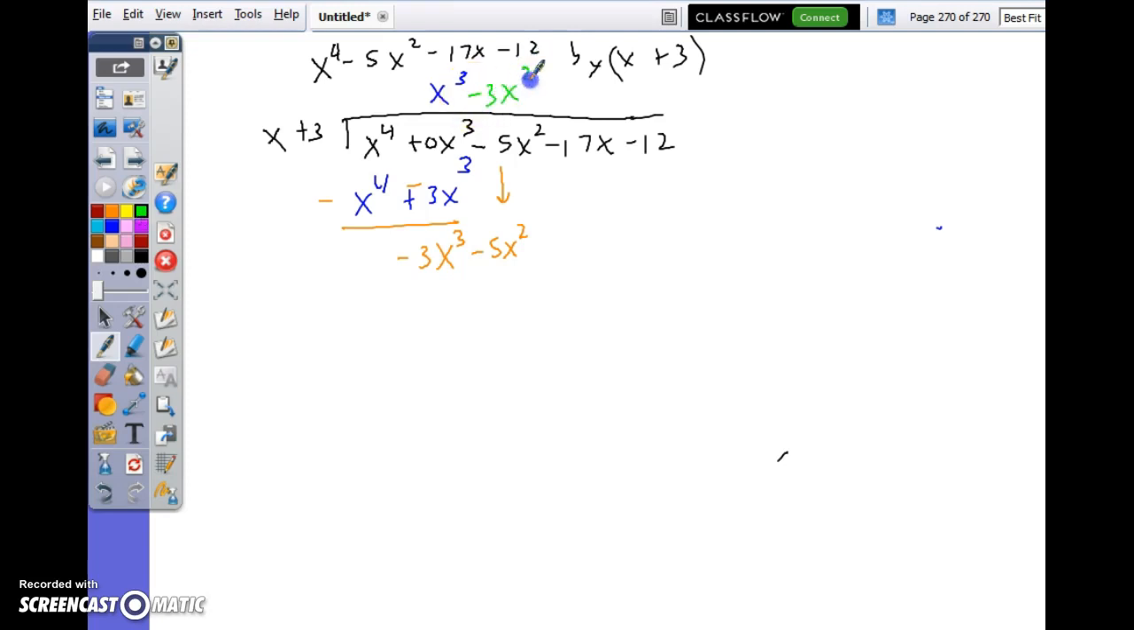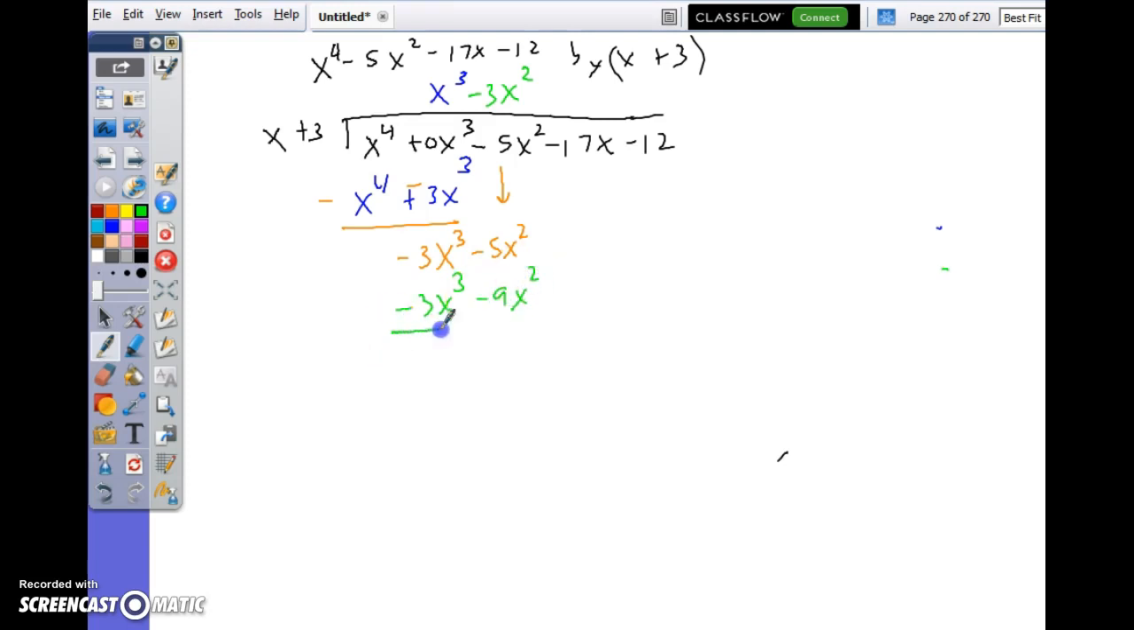Negative 3x squared. Beautifully done. Negative 3x squared times x is negative 3x cubed. Is that a 3? Yeah. That's like a 5. Okay. Negative 3x squared times 3 is? Negative 9x squared.